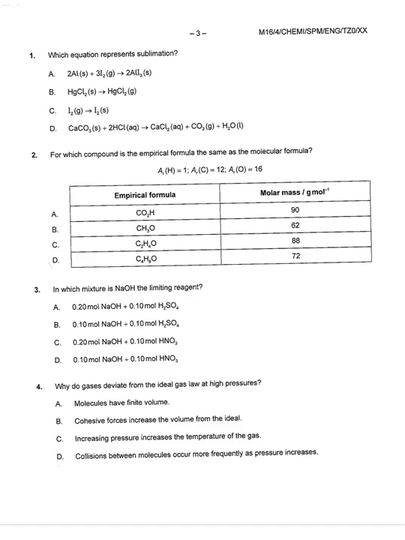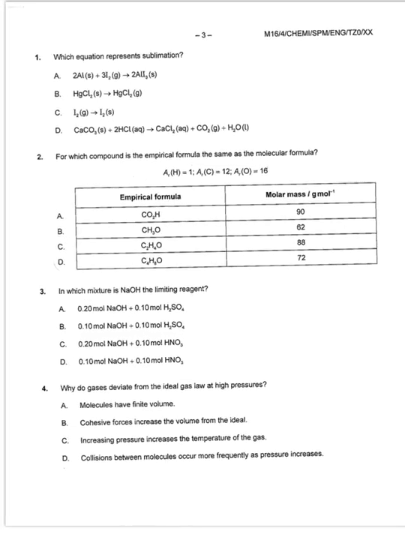Question 1, which equation represents sublimation? They started you off with a nice easy one because remember, sublimation is simply a physical change from a solid to a gas. So the only one here that represents a physical change going from a solid to gas is B. A is a chemical change, D is a chemical change, and C is actually the opposite process, deposition.